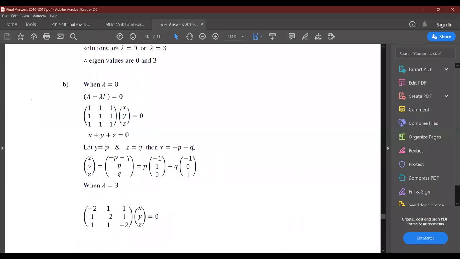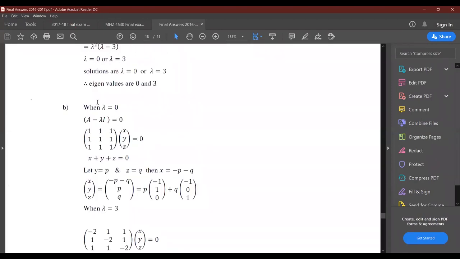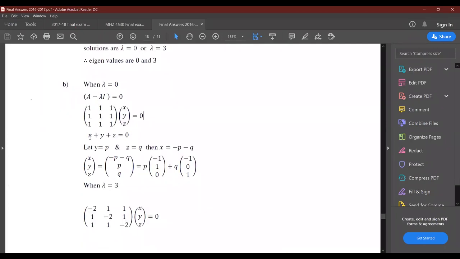So this is also a similar question, not the same question. Here, when they substitute a particular value for lambda, let's say they substitute zero for lambda, and they get an equation like this one. So here, x plus y plus z is equal to zero. You can't solve this any further.